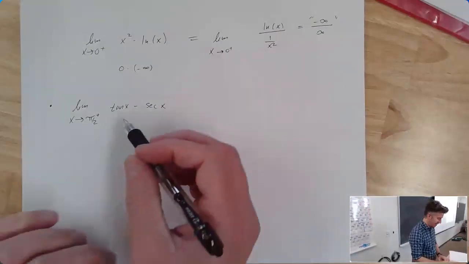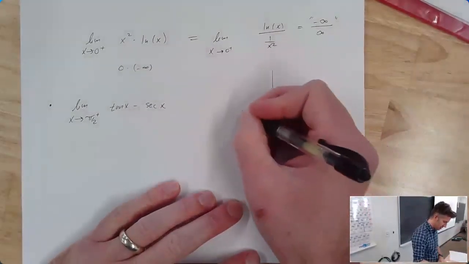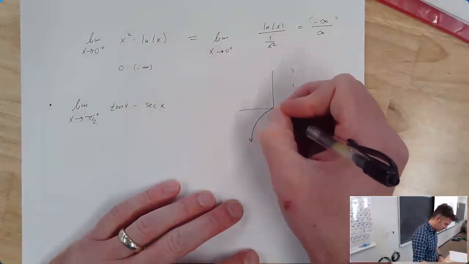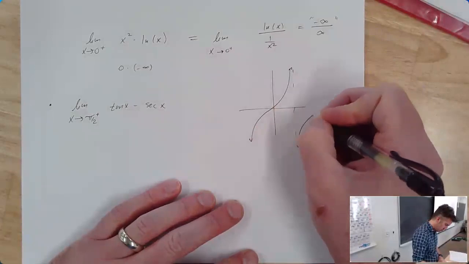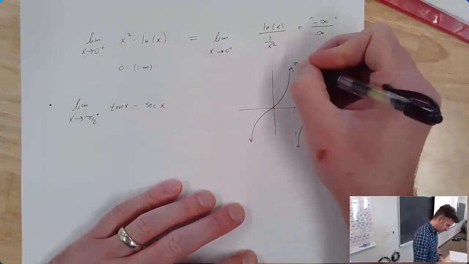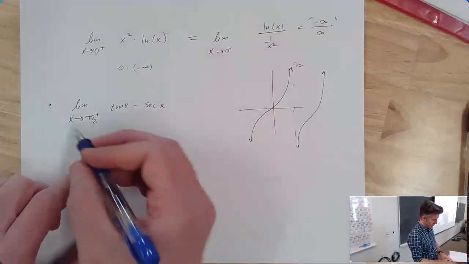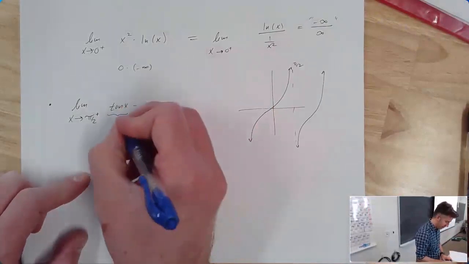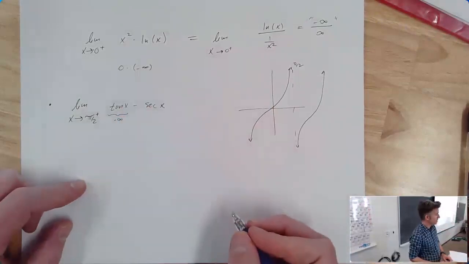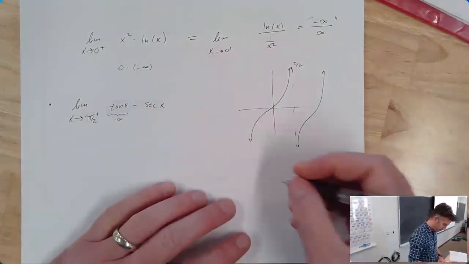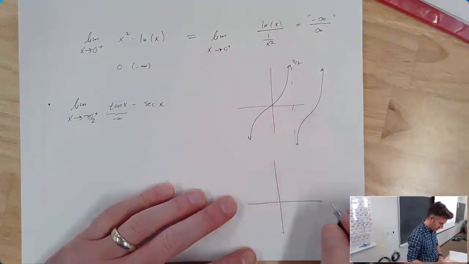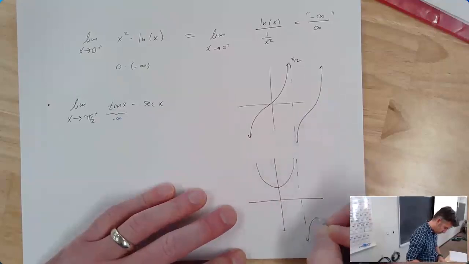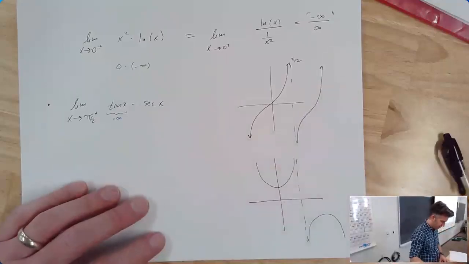If we think about the right side of pi over 2, so tangent looks like this. Pi over 2 is over here. Tangent does this kind of deal. If you approach pi over 2 from the left, this is going where? Negative infinity. And the same is true for secant. Secant looks a little bit different, but it also has a vertical asymptote at pi over 2. It does this kind of deal. So it's also going to minus infinity.